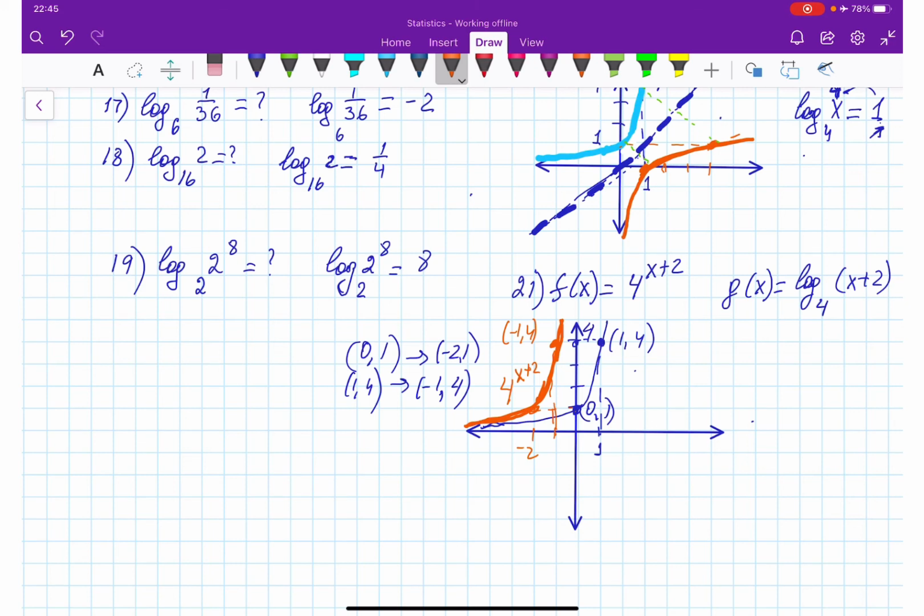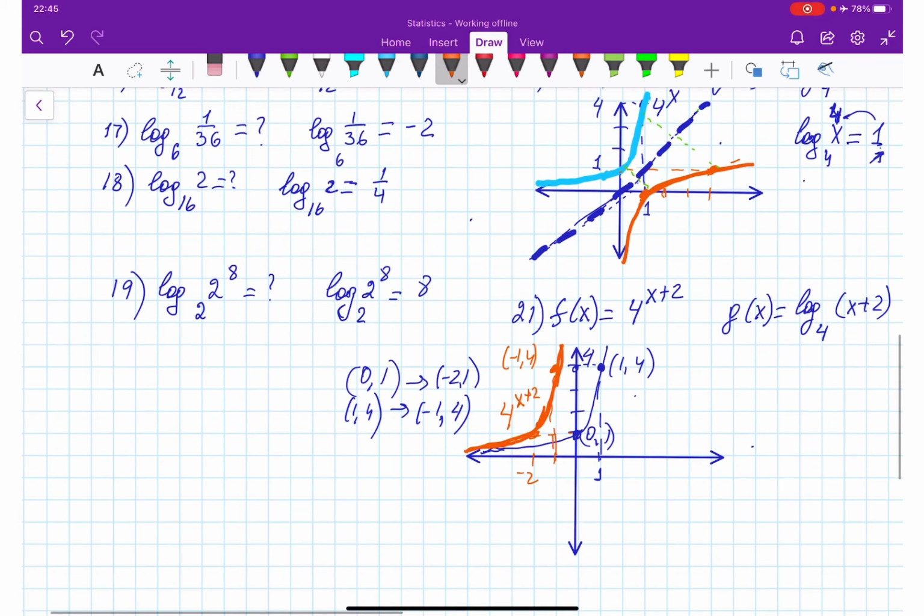So to build logarithmic x plus 2 by base 4, what we're going to do, we are going to take logarithm x by base 4, which means one point is going to be here. It's always going to cross. Since here exponential crosses 0, 1, then logarithmic is going to cross 1, 0. Okay? So 1, 0.